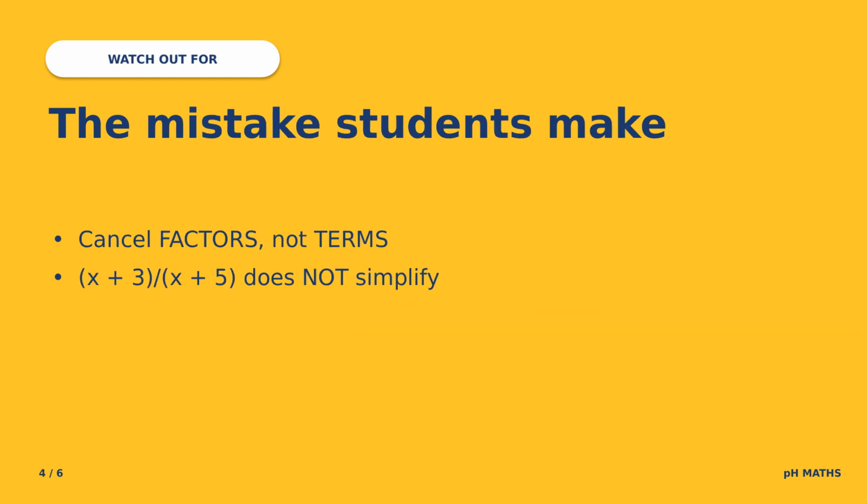The critical rule: you cancel factors, not terms. So x plus 3 over x plus 5 does not simplify to 3 over 5. The x's aren't multiplied, they're added. Only multiplicative factors cancel. The same rule that stops you from cancelling individual terms inside a sum.